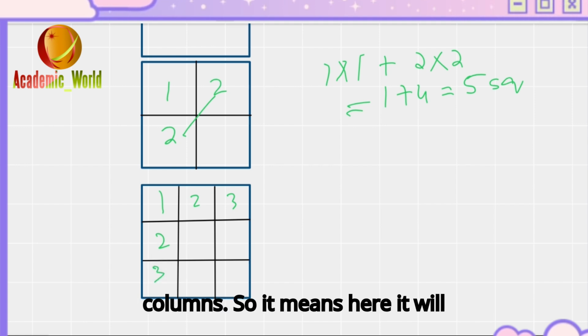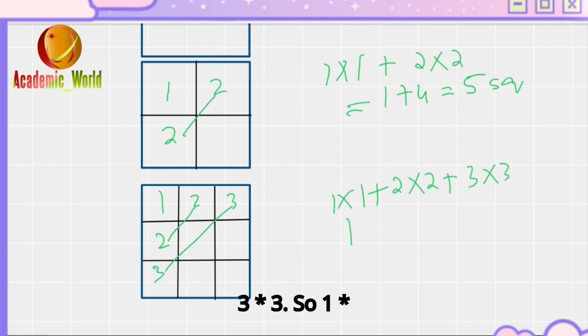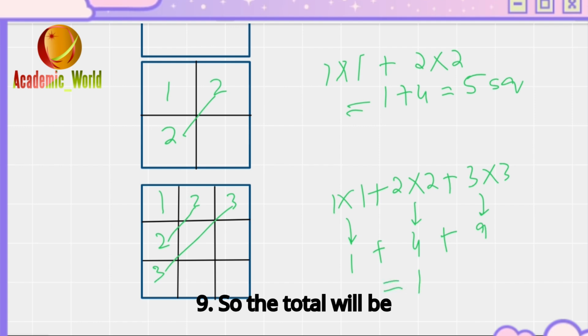Similarly, in the third shape you can see we have 3 rows and 3 columns, so it will be 1 times 1 plus 2 times 2 plus 3 times 3. So 1 times 1 is 1, plus 2 times 2 is 4, plus 3 times 3 is 9, so the total will be 14 squares. Alright, so that is the trick.